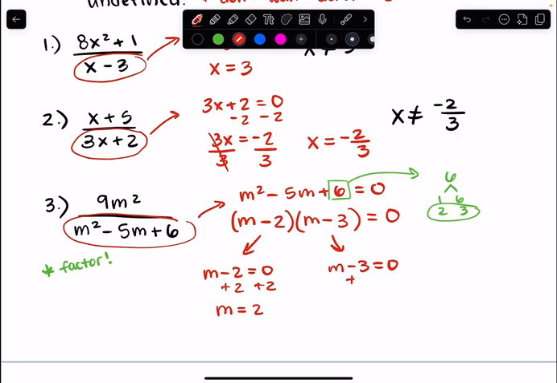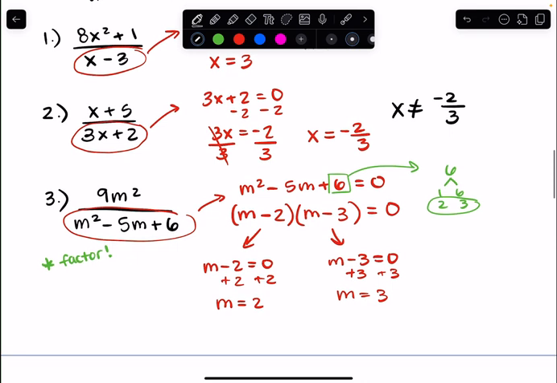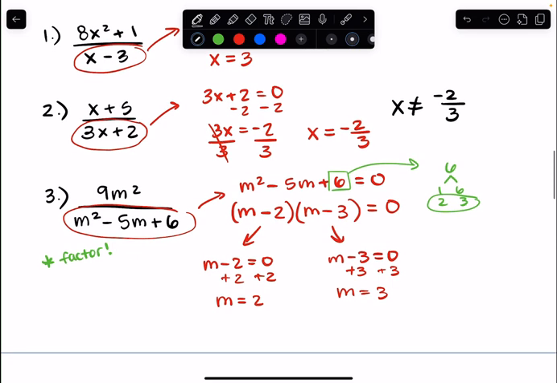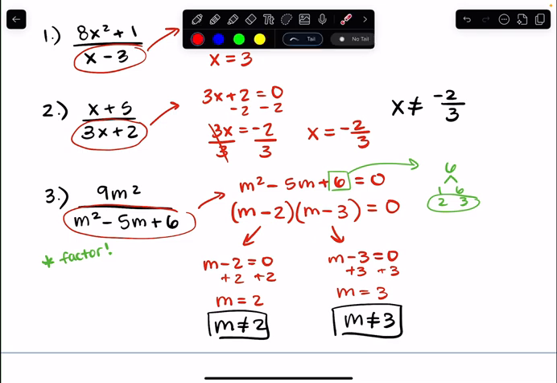And then we find the next one. Add 3 to both sides. m equals 3. Again, we're trying to find what can't you plug in. So we have this here, your final answer. You can't plug in 2, because if you plug in 2 into here, you're going to get a 0 on the bottom. And you also can't plug in 3, because again, if you plug 3 in, you're going to get a 0 here. Okay, so that is undefined, dealing with your rational expressions.